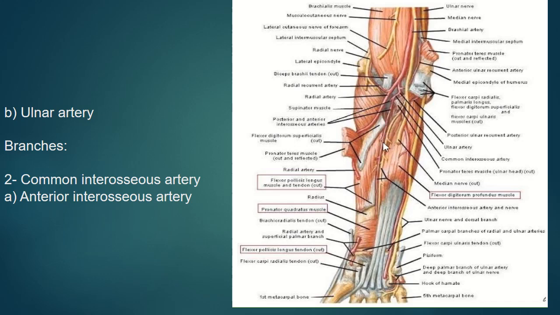It descends on the surface of the interosseous membrane between the flexor digitorum profundus muscle, this one, and flexor pollicis longus. This anterior interosseous artery runs between these two muscles on the anterior surface of the interosseous membrane. When it reaches the upper border of the pronator quadratus muscle, this is the pronator quadratus muscle, it pierces the interosseous membrane and enters the extensor compartment.